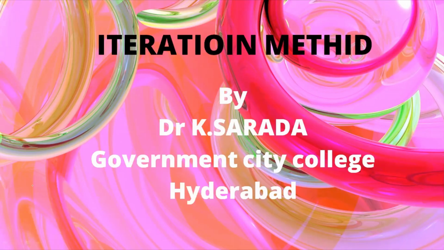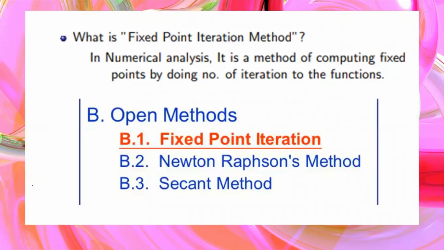Today I'm going to explain the iteration method. So what is a fixed point iteration method? We'll call this a fixed point method also. In numerical analysis, it is a method of computing fixed points by doing a number of iterations to the functions.